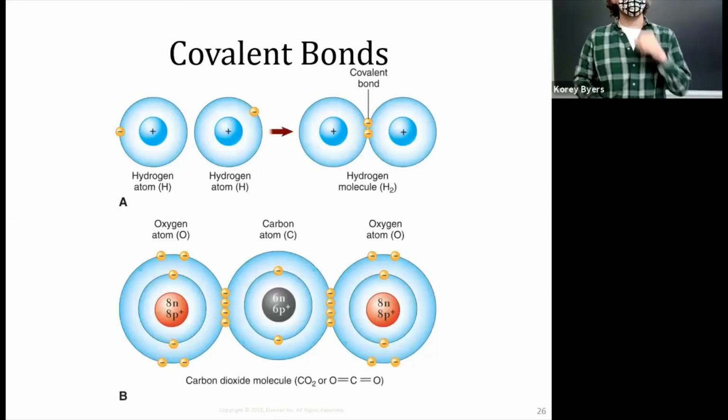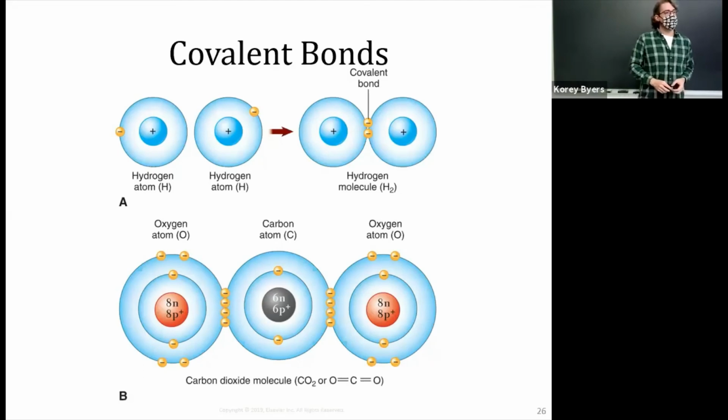Covalent bonds are strong bonds, mostly between non-metals, so the atoms on your top right of the periodic table, and hydrogen. Carbon dioxide is covalently bonded. Glucose is covalently bonded. And so very strong bonds.